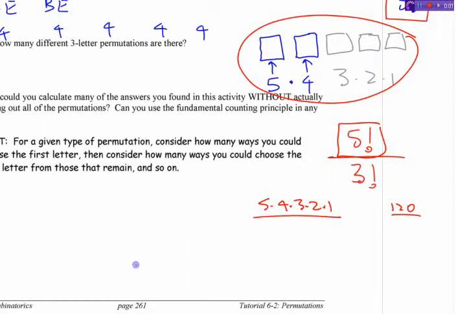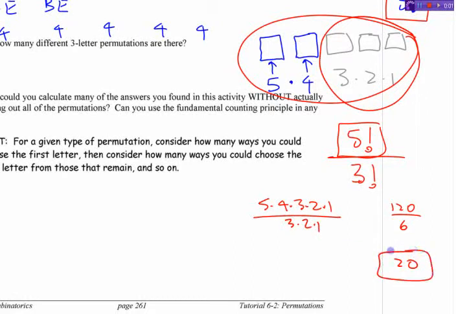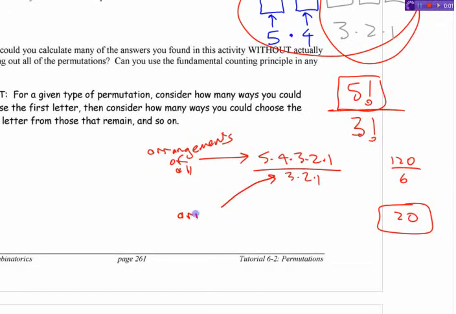On the bottom, I'm dividing by all the arrangements of the ones I'm not including. 3 times 2 times 1. Or in other words, that's 6. That's how you get your 20. You get it indirectly by counting arrangements of all of them. Arrangements of all. And then the bottom is the arrangements of the ones you're not picking. Of ones not chosen.